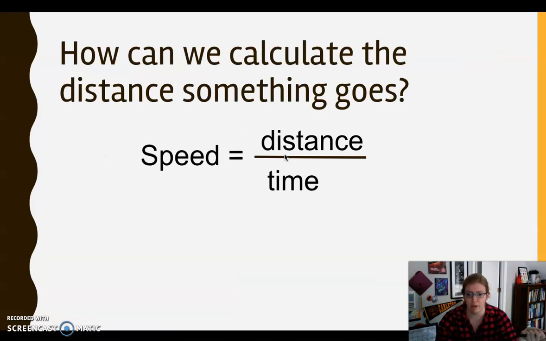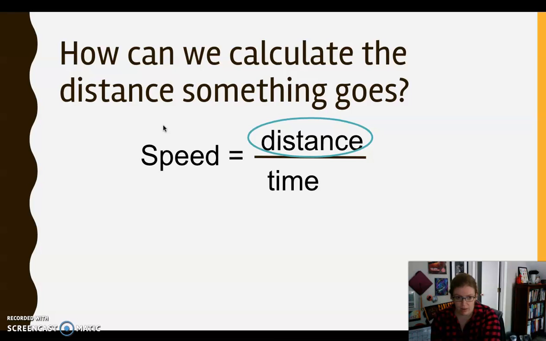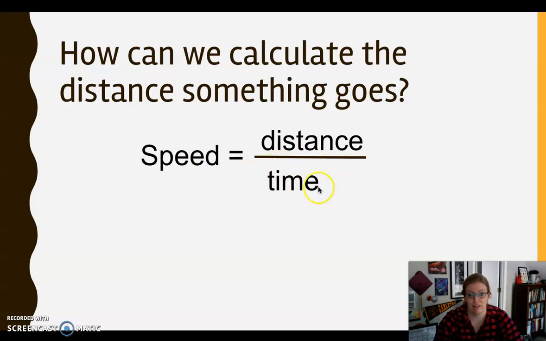So to start off with, we have our speed equation here. Speed is equal to distance divided by time. If I want to calculate the distance something goes, I'm going to have to get distance all by itself. And so take a moment right now and try to decide, how could you get distance all by itself? So maybe you thought that we should isolate distance in the equation. That means getting rid of this time that's hanging out on the same side of the equation as distance is.